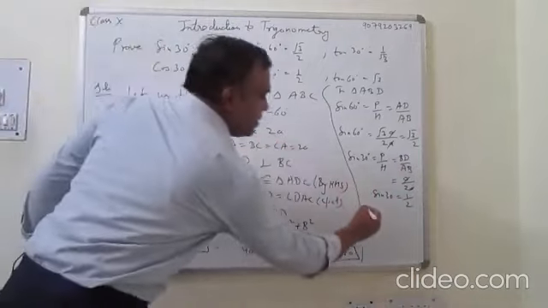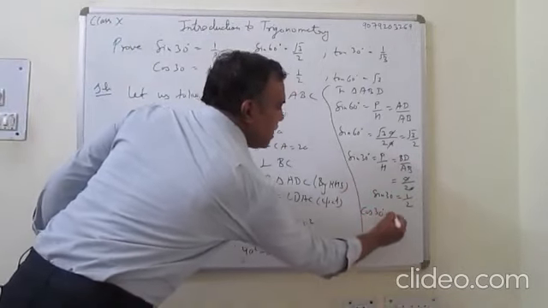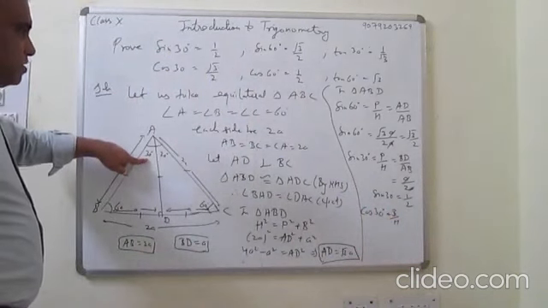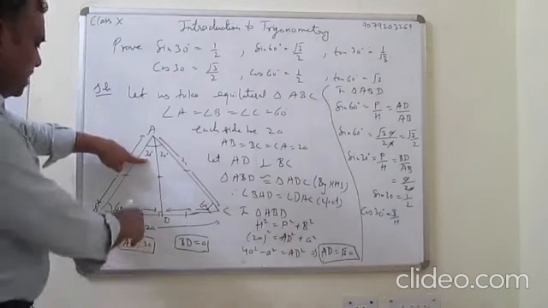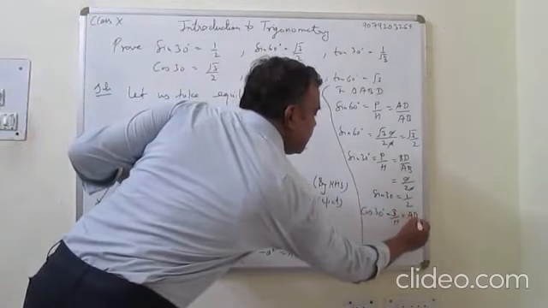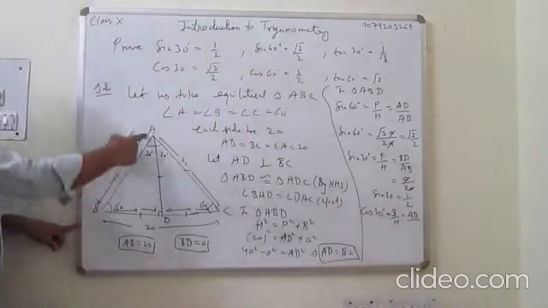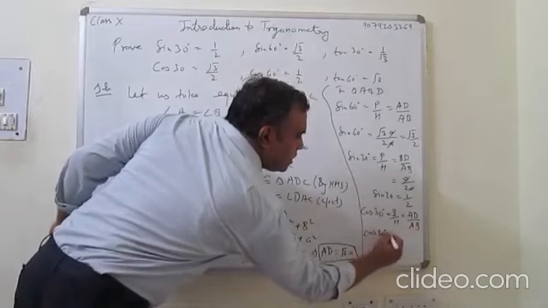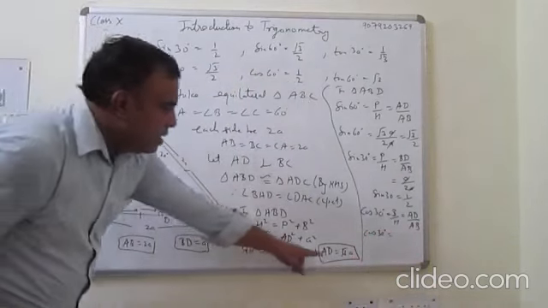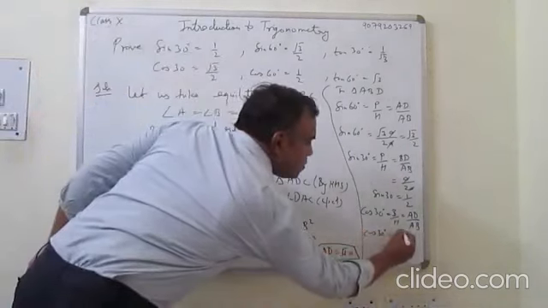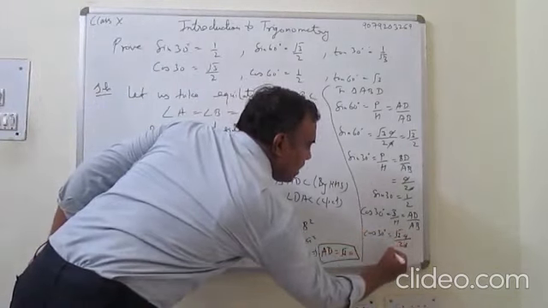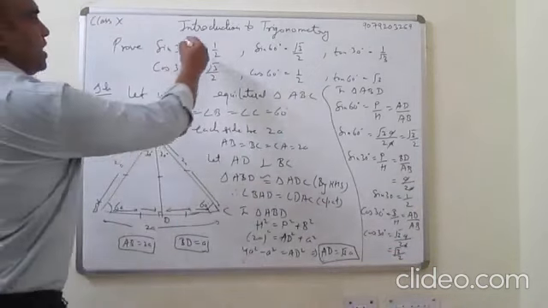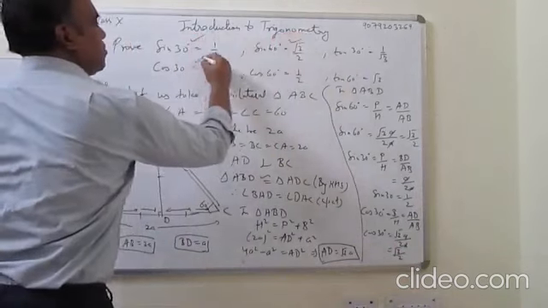Now I will calculate cos 30, that is base upon hypotenuse. If I take 30 here, what is base? Base is AD. And hypotenuse is AB. So cos 30 is equal to AD is root 3A and AB is 2A. This is cancelled out. So this is root 3 upon 2. So we calculated sin 30, sin 60, cos 30.